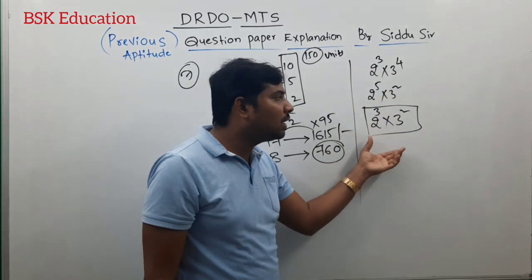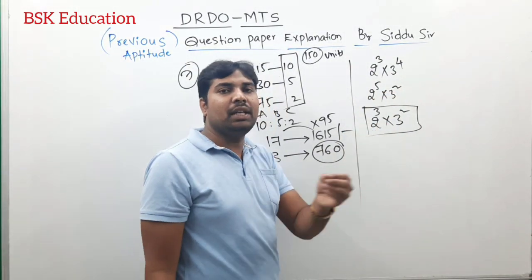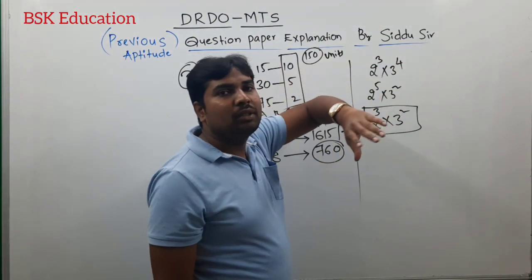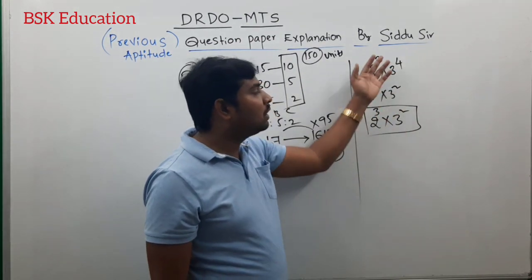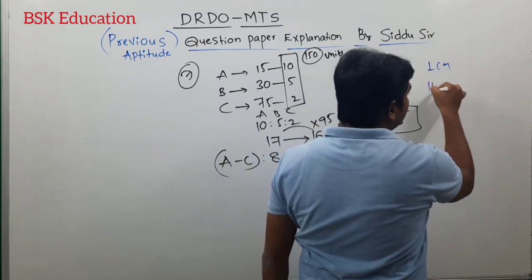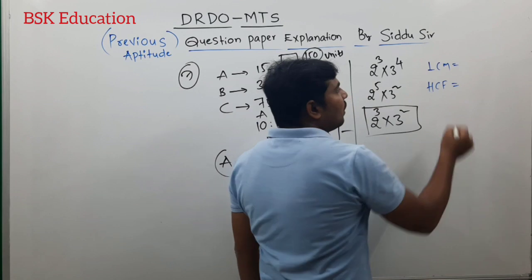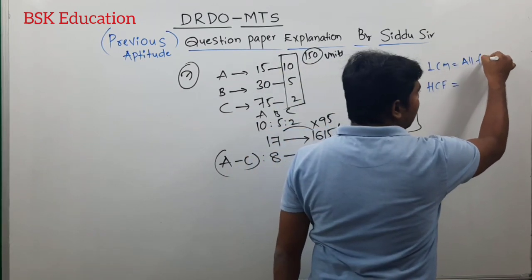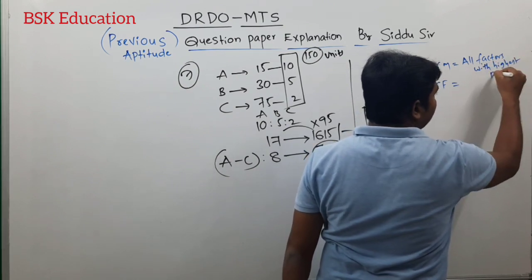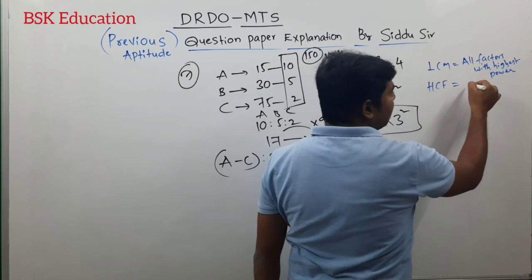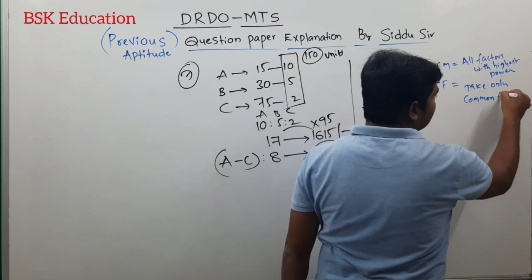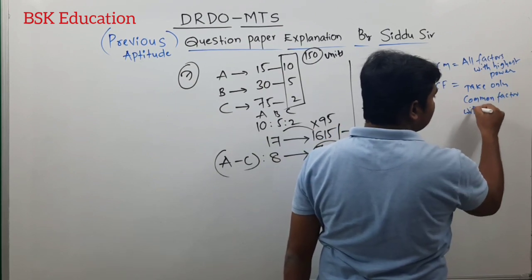So for the LCM, take all the factors with the highest powers. For the HCF, take only the common factors with the least powers.